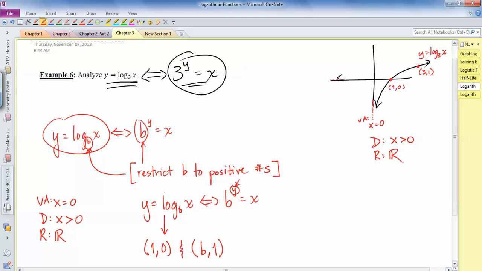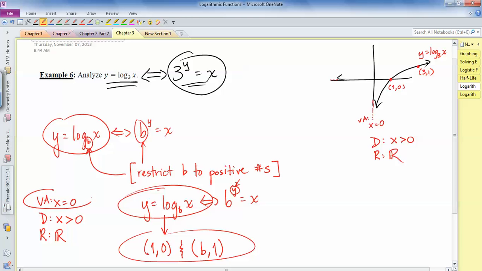So anytime you have to graph a log transformation, start with a parent like that, and start with these 2 points and that vertical asymptote, and you can figure out everything else about the function just by applying all those general point methods that we've talked about for other functions. Okay, hope that helps.